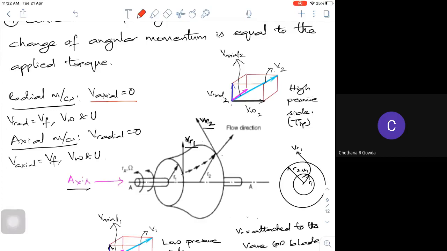Fine. Now if I come to the axial flow machines, the corresponding radial component will be 0. So I am left with only the axial component of velocity, the radial component is 0. So whatever it may be, I'll be left with two components of velocity, either a radial flow machine or an axial flow machine.